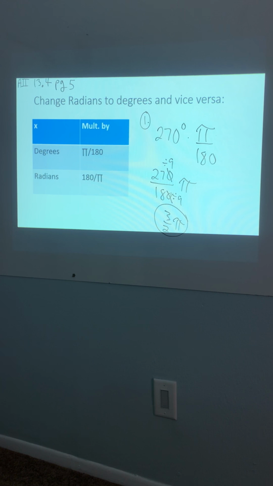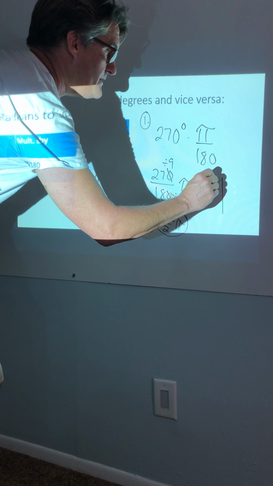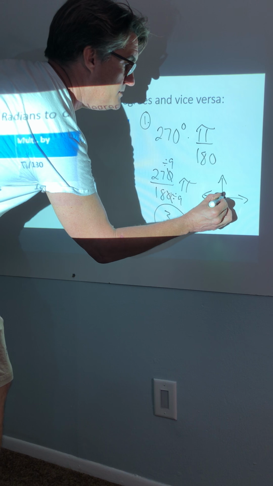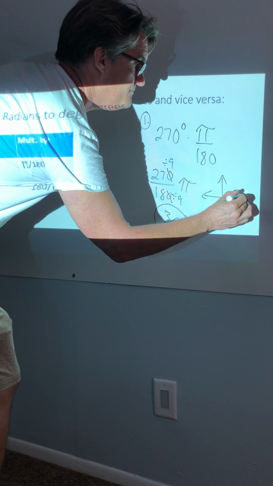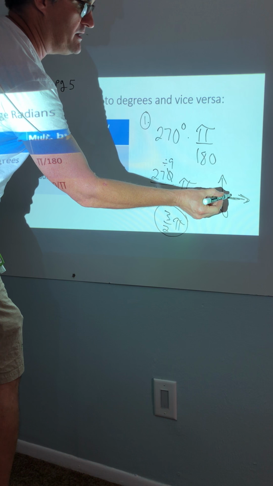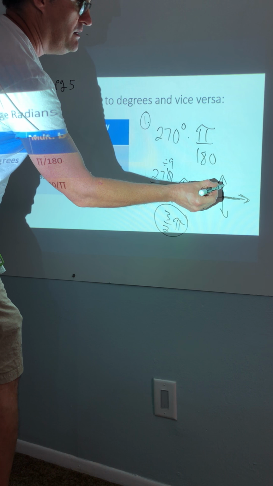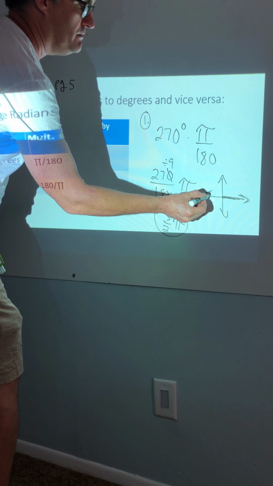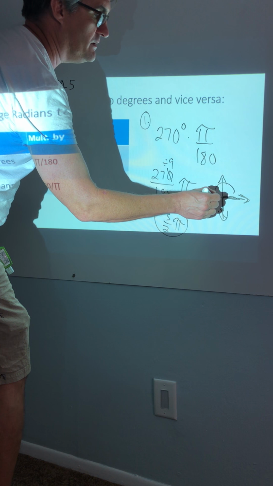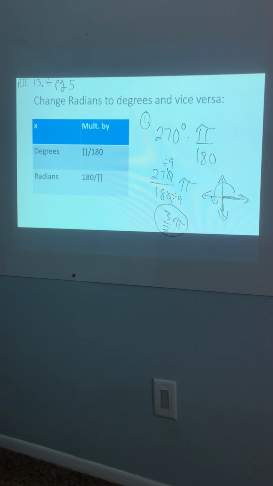You know what? Why don't we practice drawing again? So here's your y-axis, here's your x-axis, and here's your initial side, and you want a positive 270. So you're going to spin counterclockwise. Look, 90, 180, 270, it'll be down here, and then you just draw this like this. Who knew you'd go past 180?